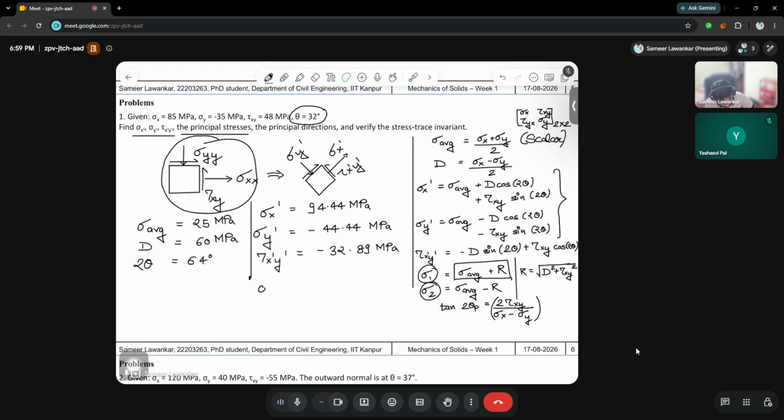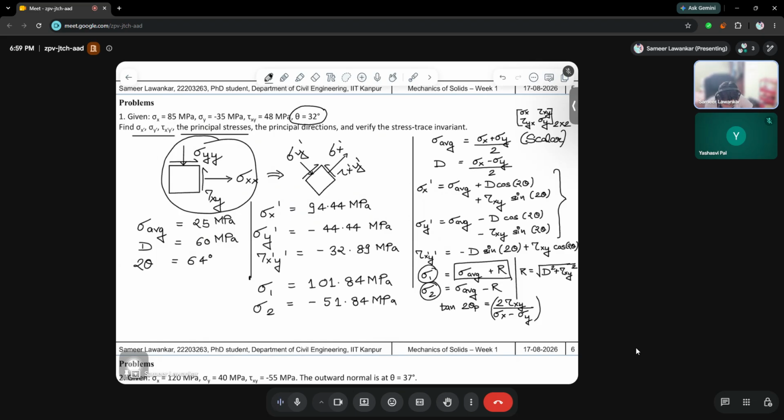Fine. So what is sigma 1 now? When you calculate the value, you will get sigma 1 to be 101.84 MPa. And similarly, sigma 2 is minus 51.84 MPa. Try to understand this very, very carefully. So what does it mean? I will try to explain it visually also.